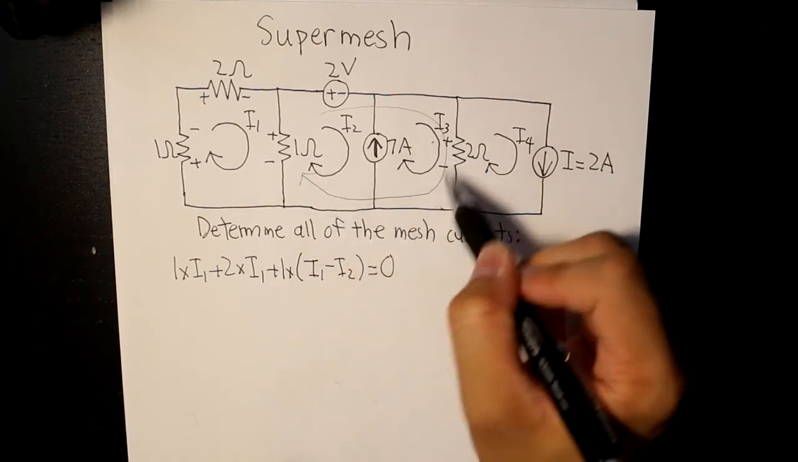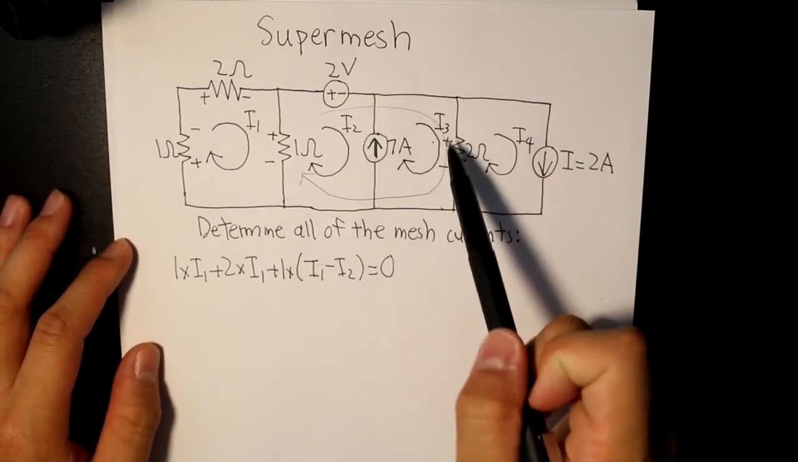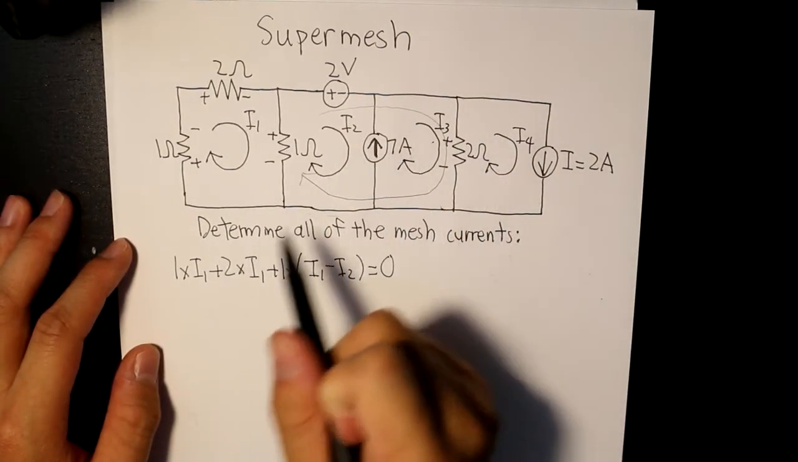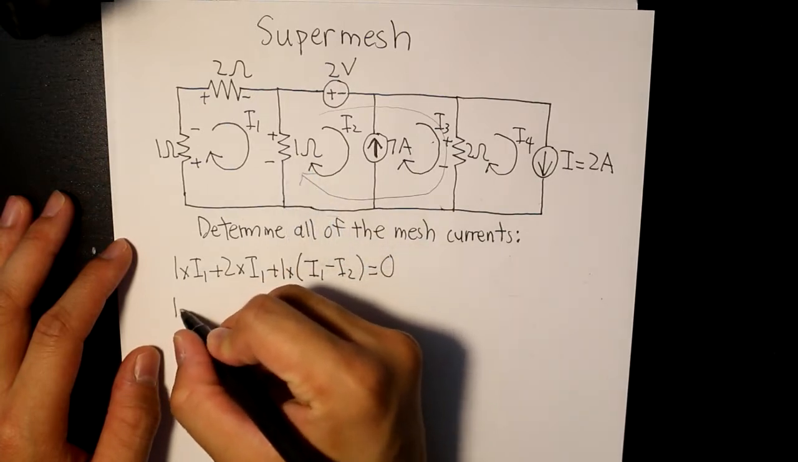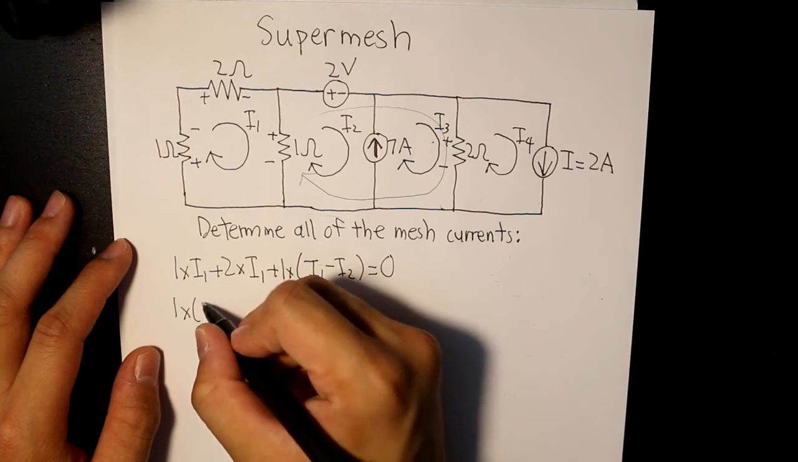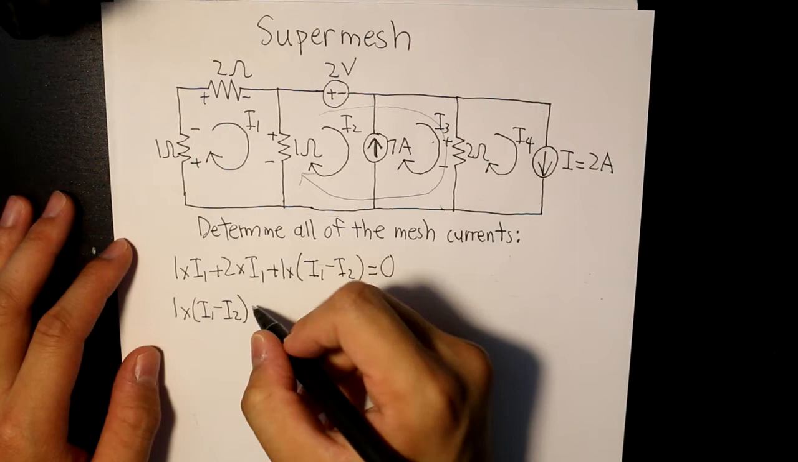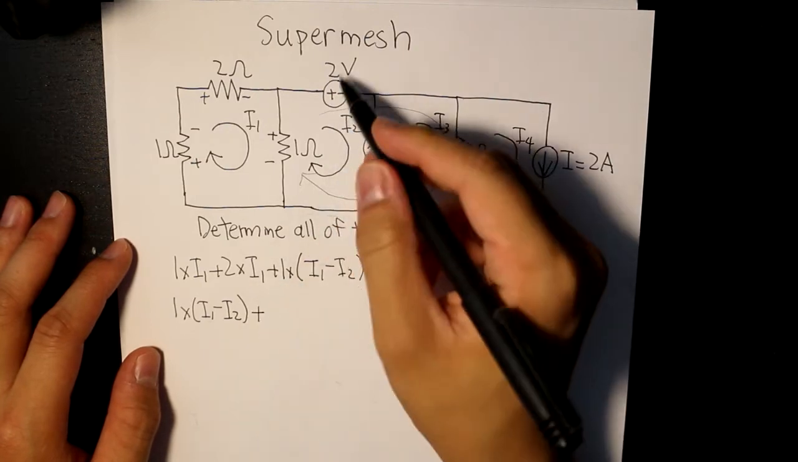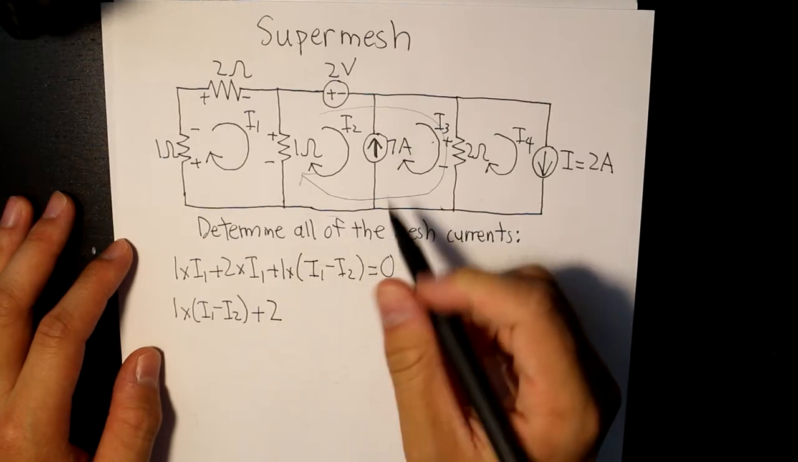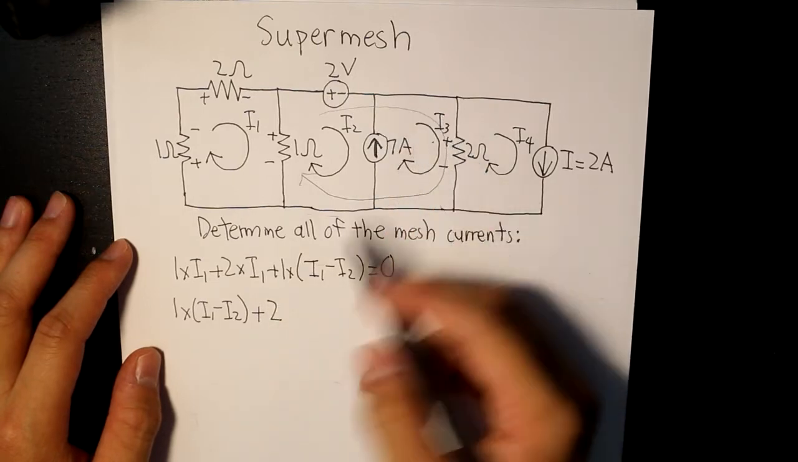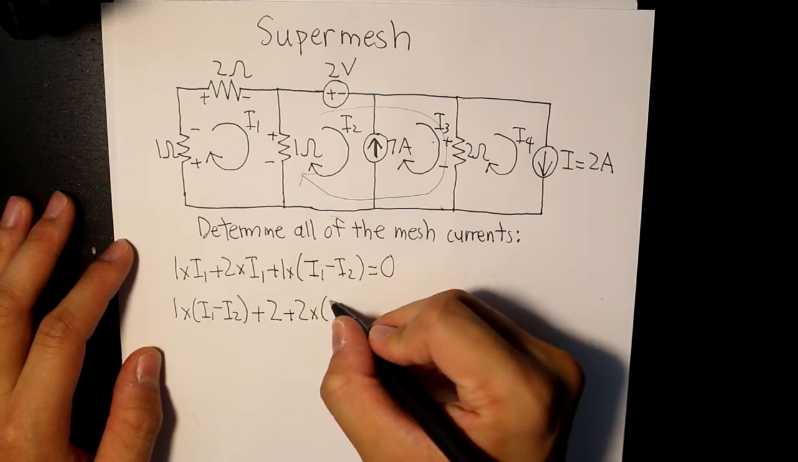So we have to apply this big loop right here. And now we are able to apply KVL to it. So let's start from this resistor, and that would be 1 times (I1 minus I2), and then plus 2 volts. It's going from plus to minus, so it's just plus 2. And then we're going to 2 ohms right here, plus 2 times I3.